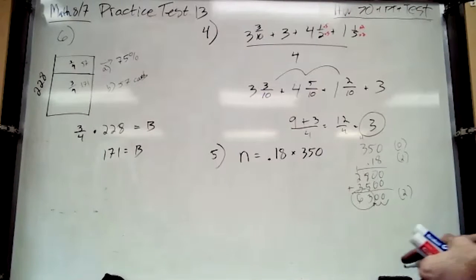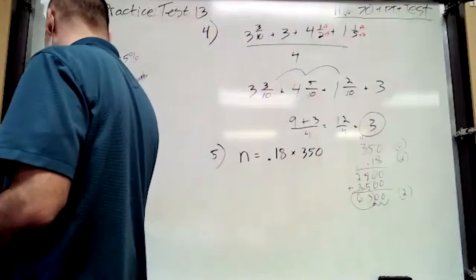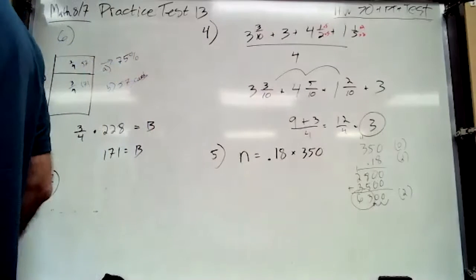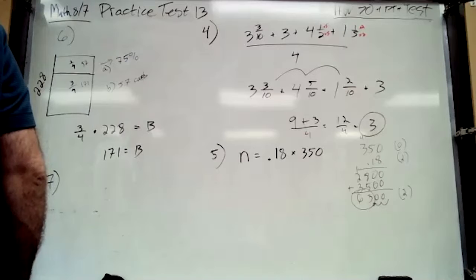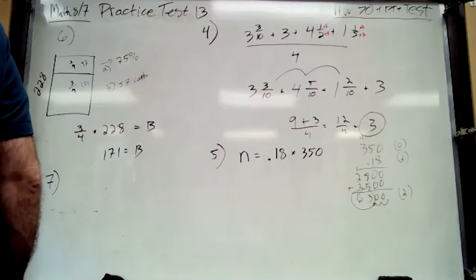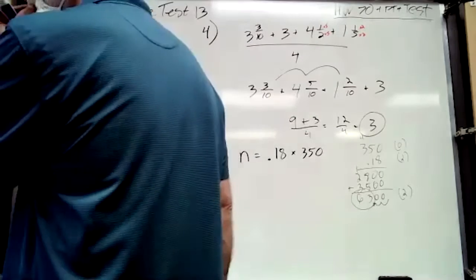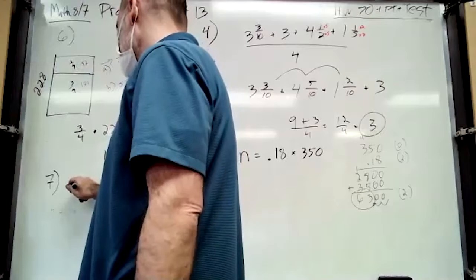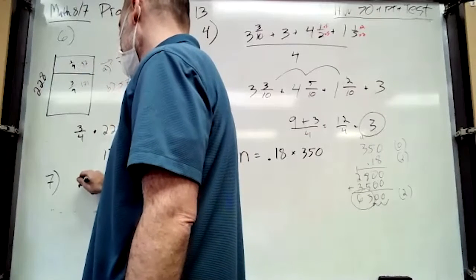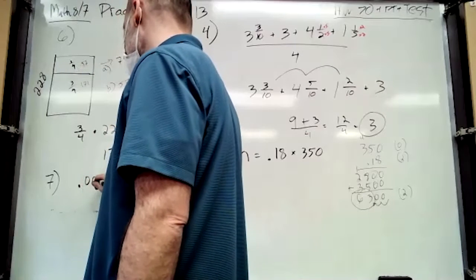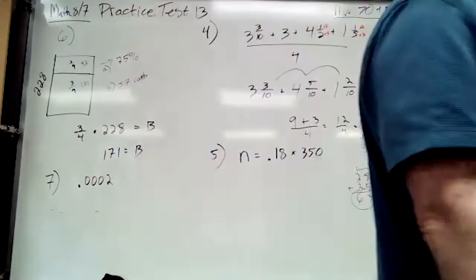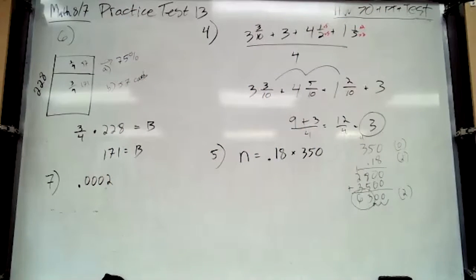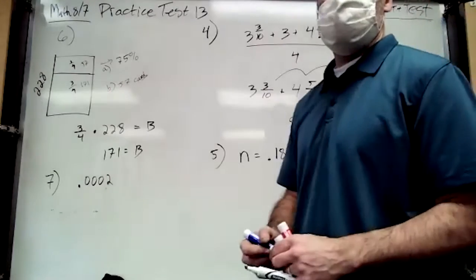All right. Number 7. Okay, write 2 10,000ths in scientific notation. So 2 10,000ths is, let's see, tenths, hundredths, thousandths, ten-thousandths. So that's 2 ten-thousandths. Okay. How do you write that in scientific notation? What do you do first?